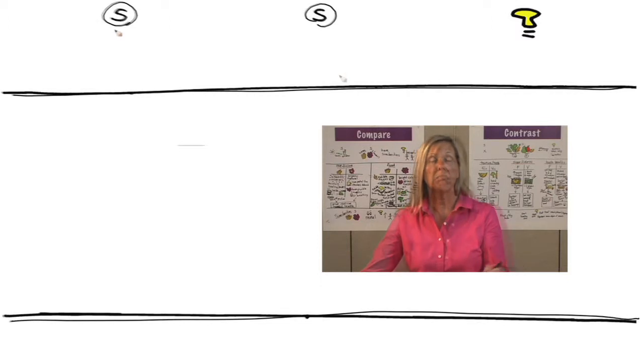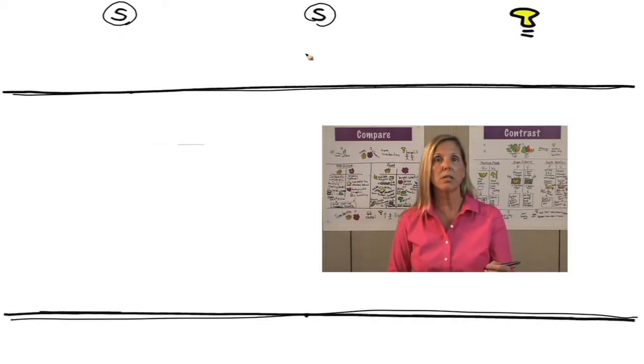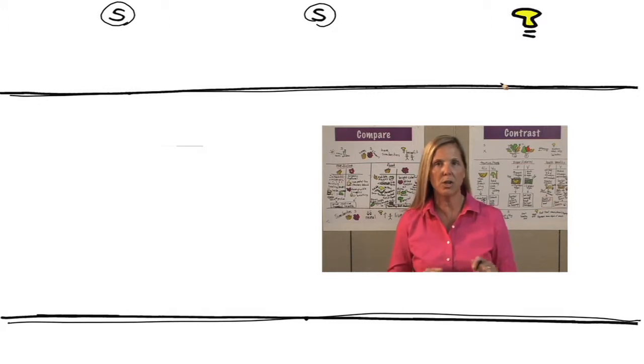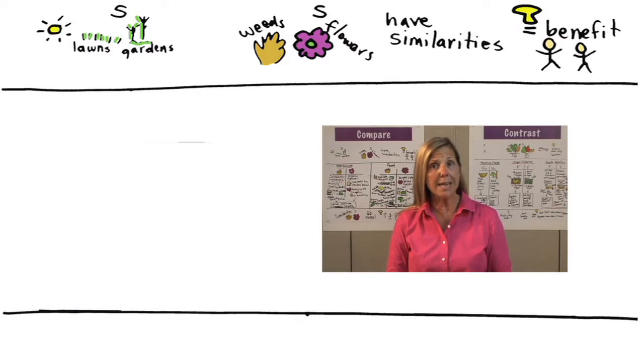Do I need a setting? I could talk about the setting being where these plants and weeds are, in gardens and lawns, or I could put an X and say no, I really don't need the setting. This is the idea point where I'm putting the information down in the organizer. I'm not trying to say sentences yet. I'm just putting information down. So from our SS light bulb, we wrote down the information needed for the big idea, for our thesis statement.